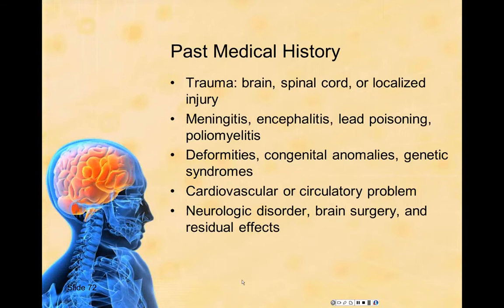Past medical history. When we're evaluating the neurological system, we want to ask about any previous trauma, any brain or spinal cord injuries, any localized injuries, any history of meningitis, encephalitis, poisoning, polio, any deformities or congenital anomalies, any genetic syndromes. Have they had any cardiovascular or circulatory problems, any strokes, neurological disorders, brain surgeries, or any residual effects from that.